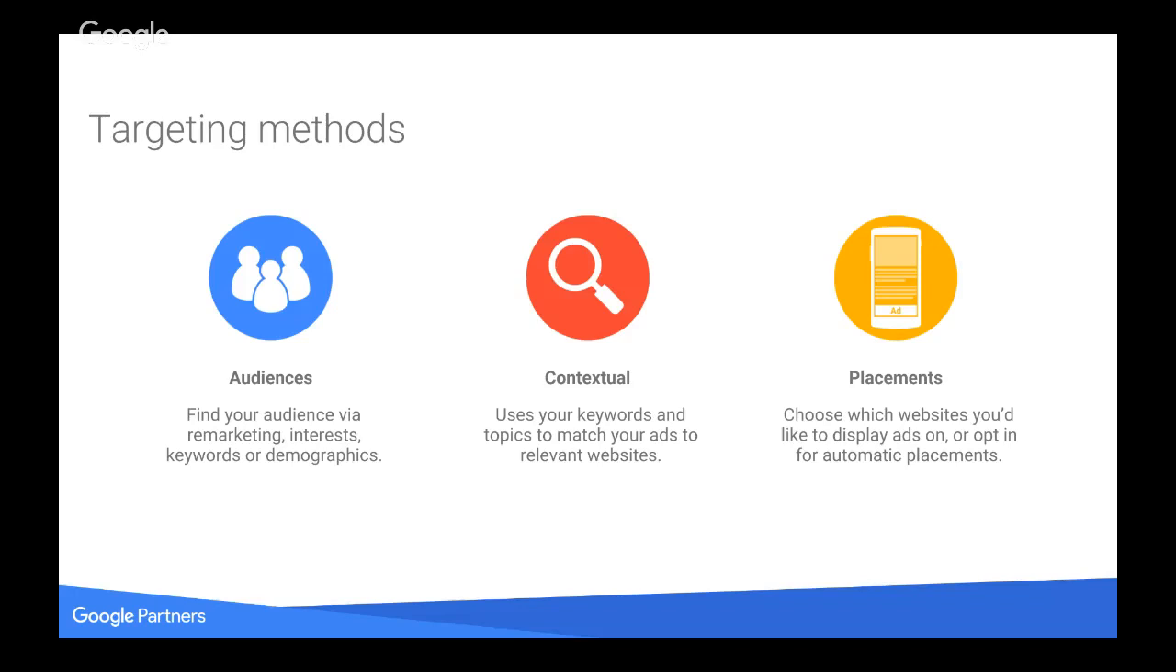And finally, you have placements, wherein you can choose which websites you'd like to display ads on or opt in or out of automatic placements. So if you know that there's a certain set of websites which are extremely popular with your target audience, then you can go ahead and add them in as placements. So for example, say a YouTuber is extremely popular with a certain set of your teen market. You can go ahead and add them in as a placement and choose to bid higher on them.